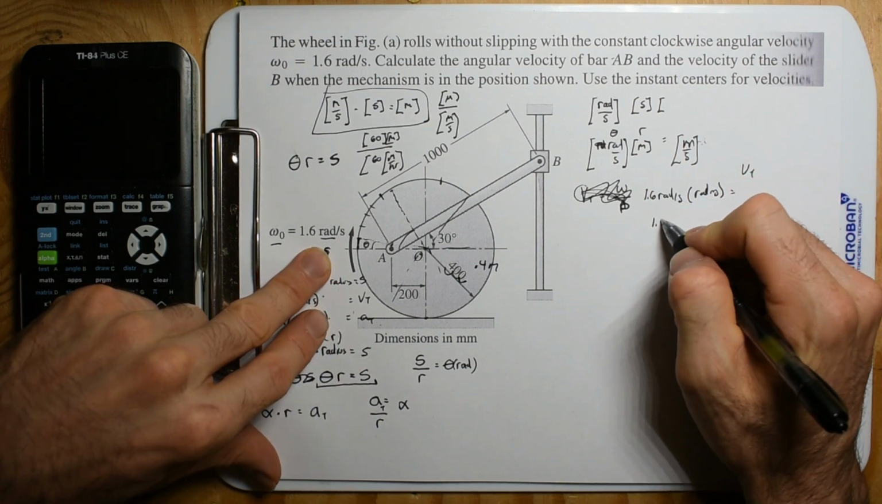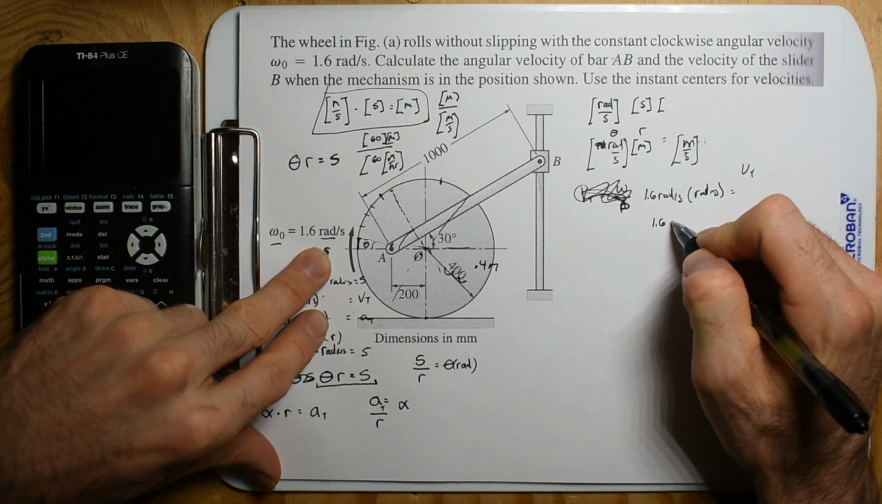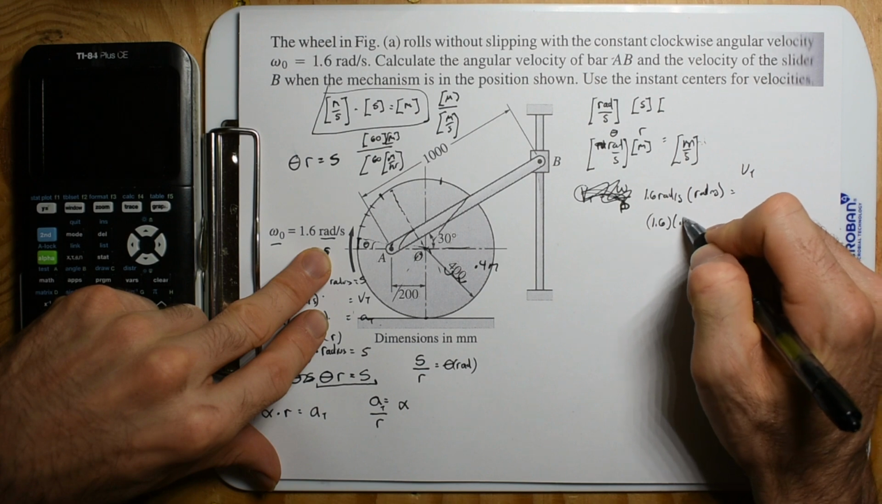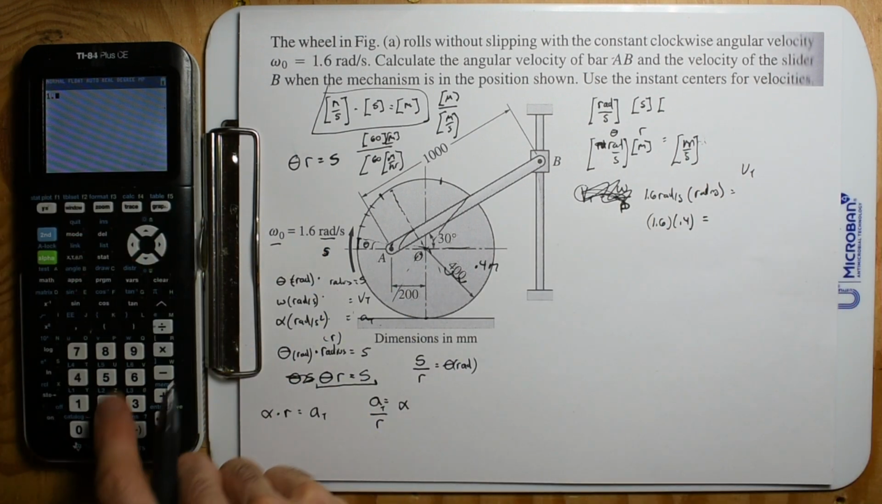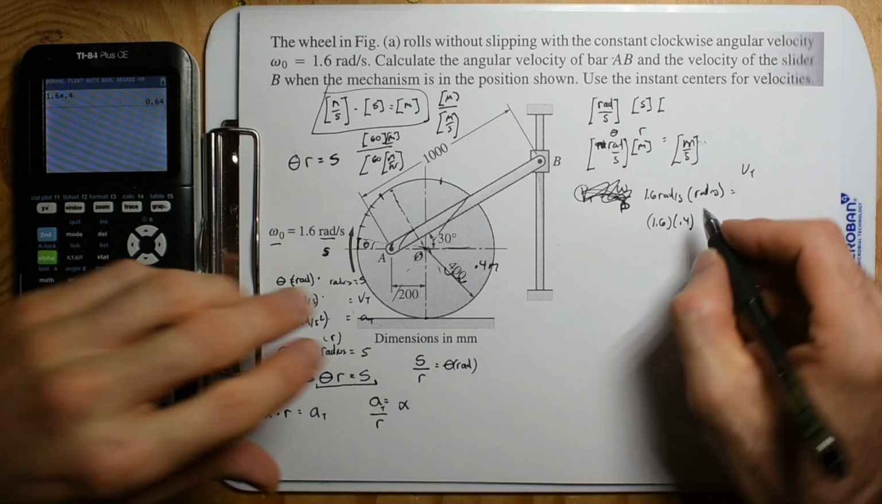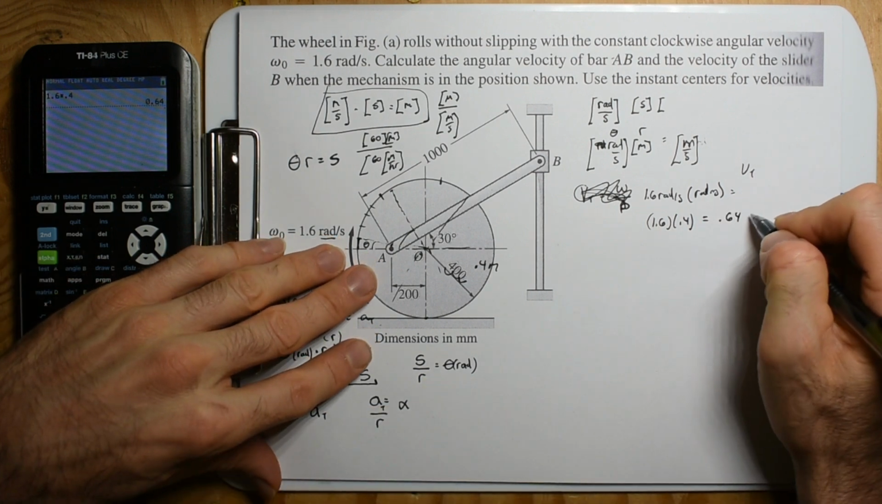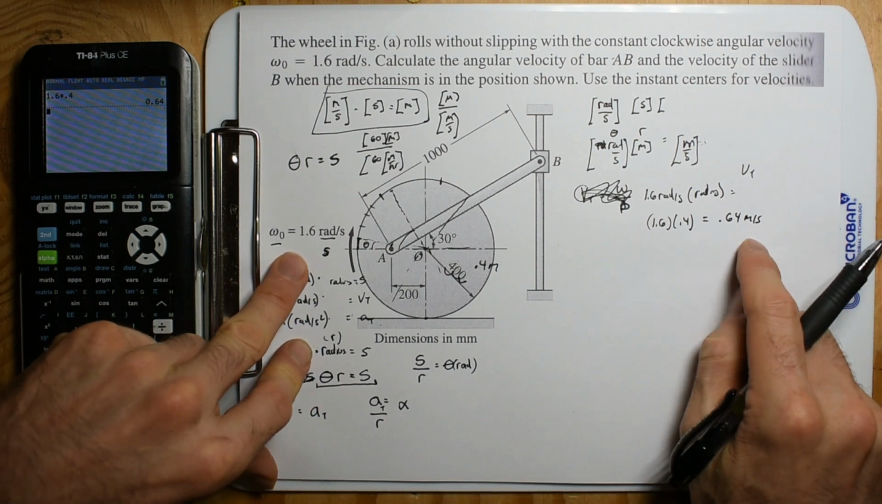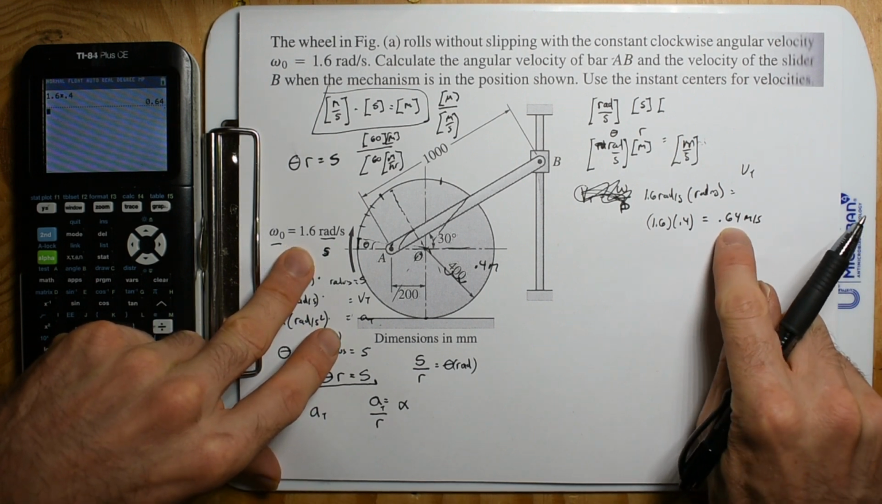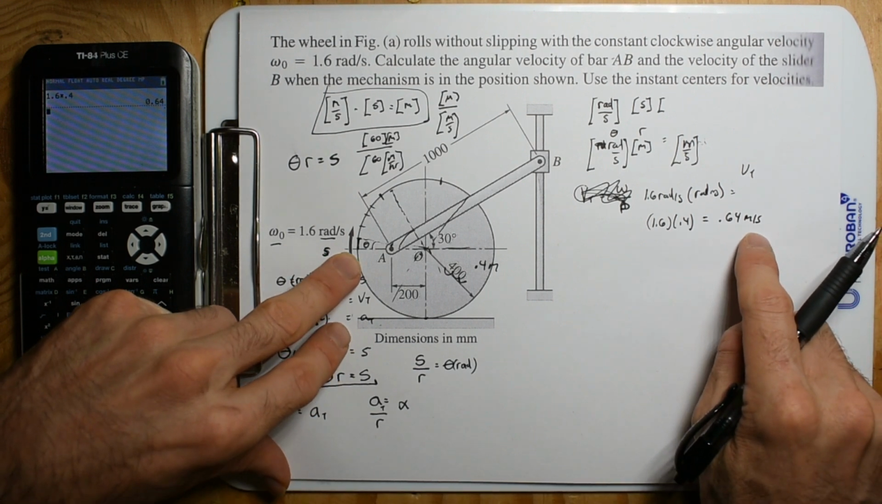So we have 1.6 times 0.4, and I don't know what that is, so we have 0.64 meters per second. Alright, so now we know our tangential velocity. We're going 0.64 meters in 1 second.